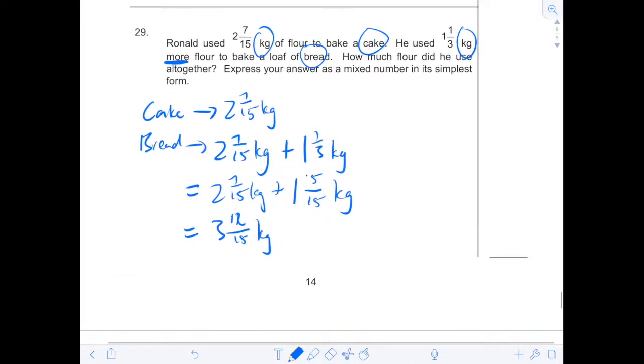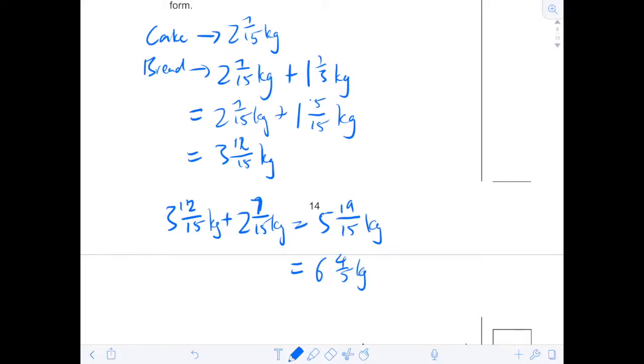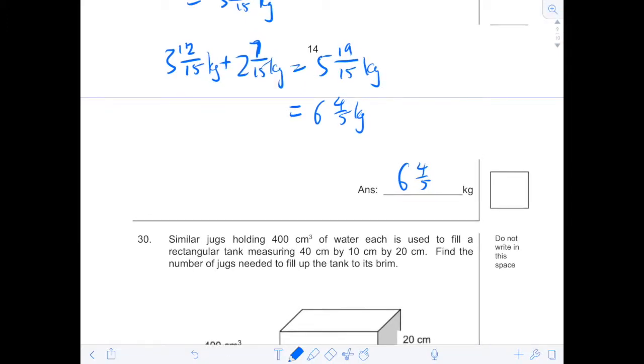So if you want to know how much he used all together, you still have to do one final addition. 3 and 12/15 plus the cake, which is 2 and 7/15. So from here you get 5 and 19/15 kg. Because we're going to put in mixed numbers, you get 6 and 4/15 kg. Okay, so this is your answer.